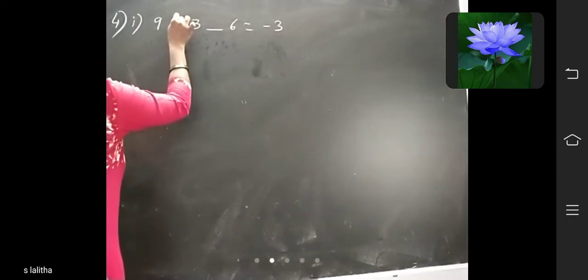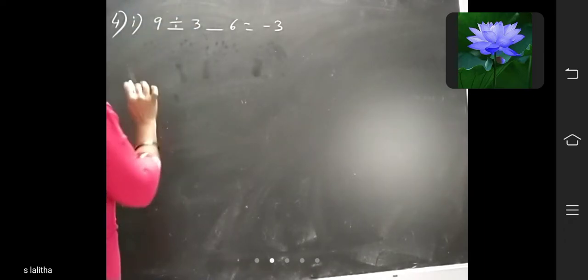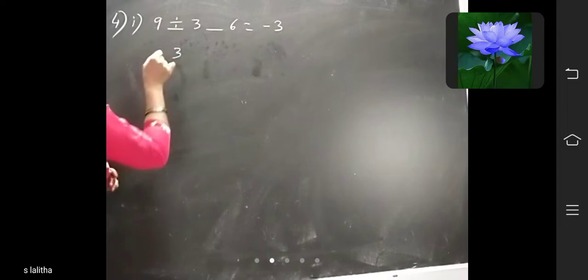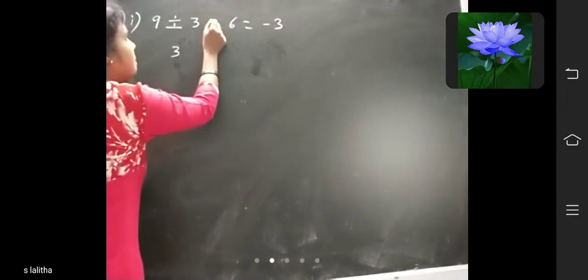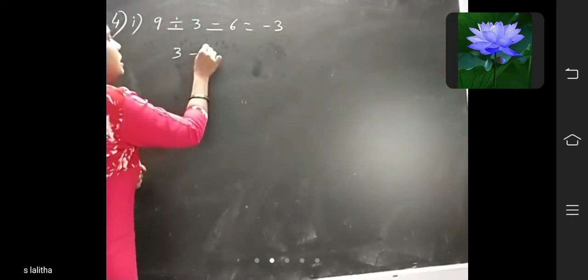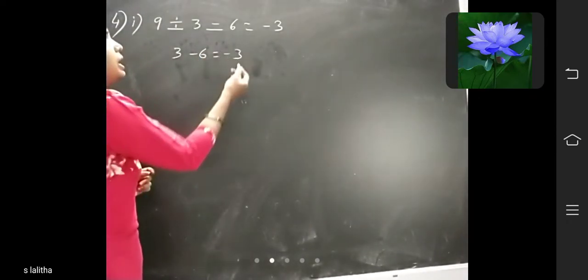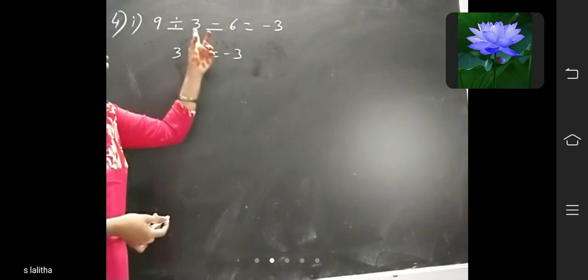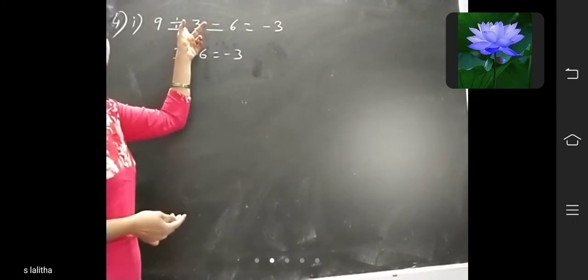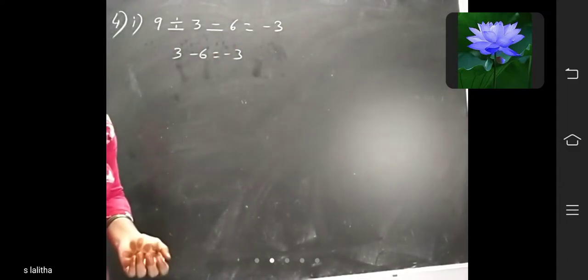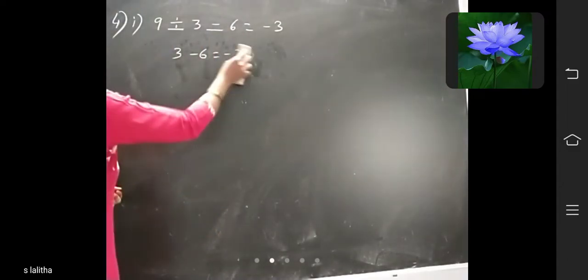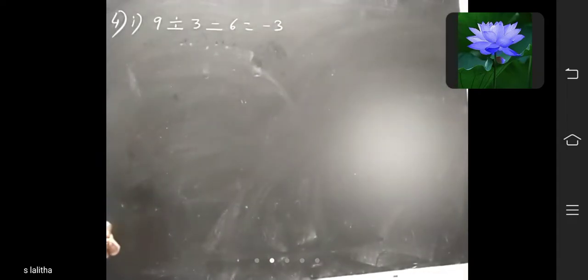See here, 9 divided by 3. Suppose we take it like that. 9 divided by 3, how much? 3. Next, you should keep here minus: 3 minus 6, how much? Minus 3, we will get the answer, no? So what are the operations? First blank is divided by, second operation is minus. Okay? Like that you have to guess it and do.